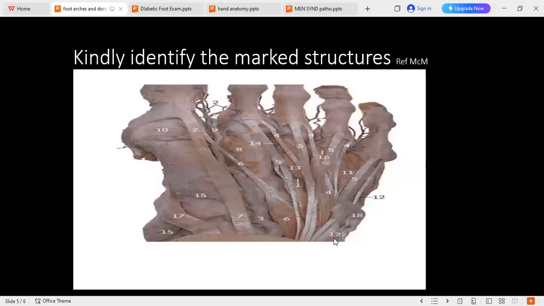If you could identify number 12. 12 is extensor tendon. Oh, your mic. Hello. Yes.